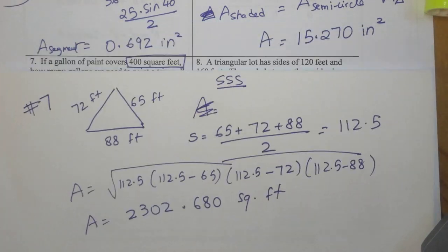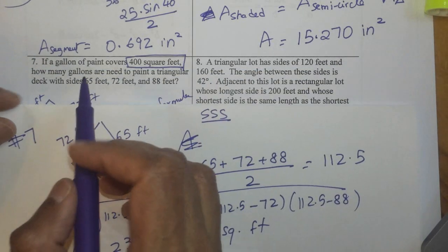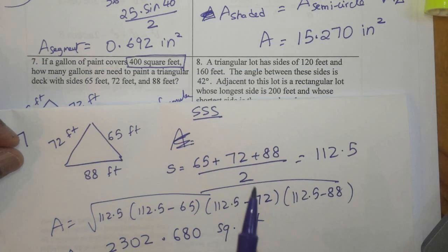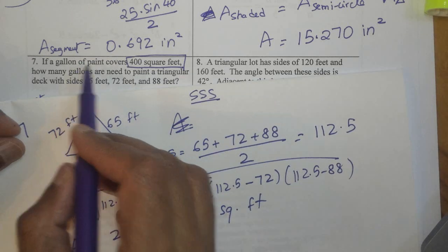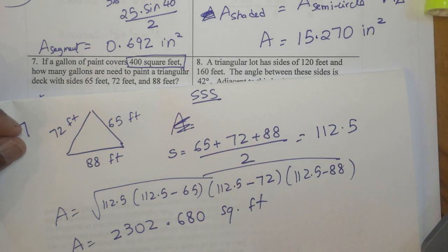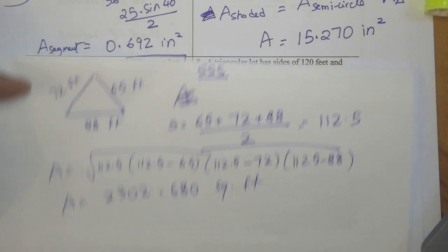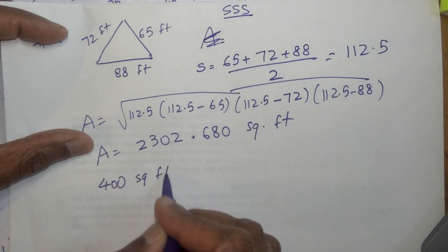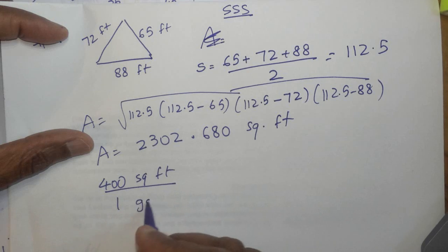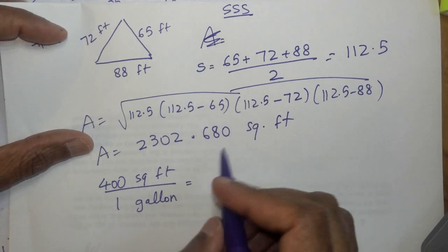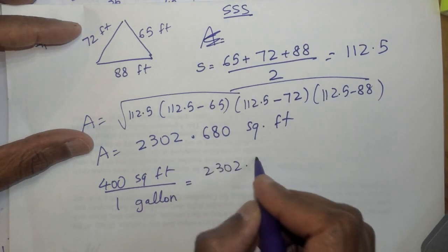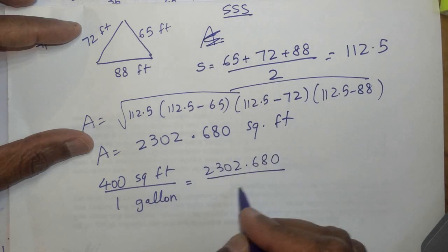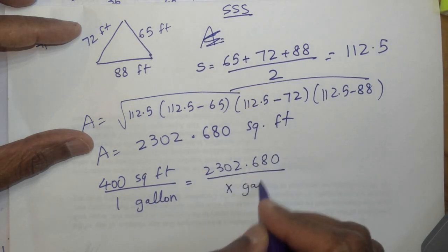Everybody okay? But that's not what I need to find. It's not asking for the area. It says how many gallons of paint do I need? Okay, so 1 gallon has 400 square feet. If 1 gallon has 400 square feet, so basically 400 square feet requires 1 gallon. Therefore, 2302.680 requires x gallons.